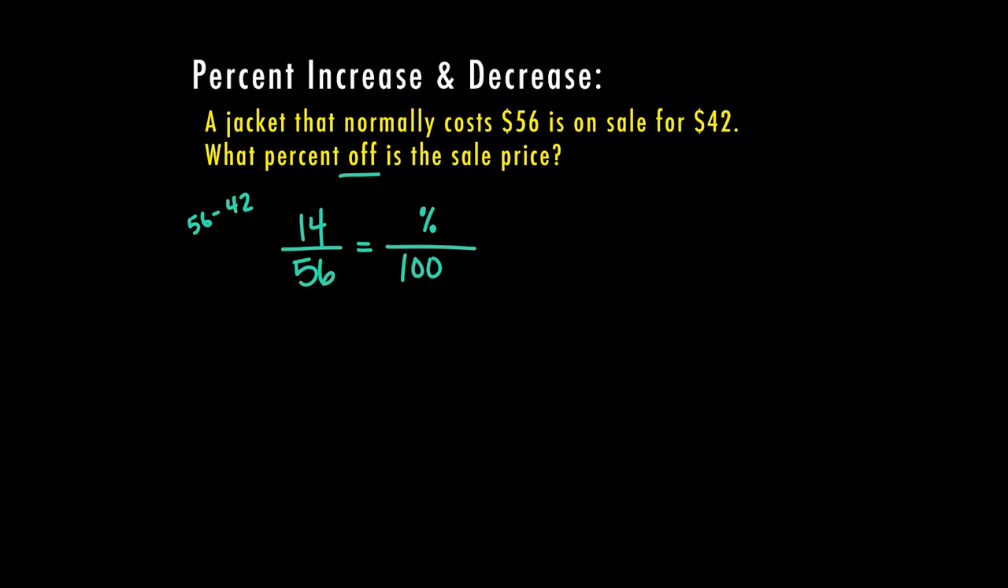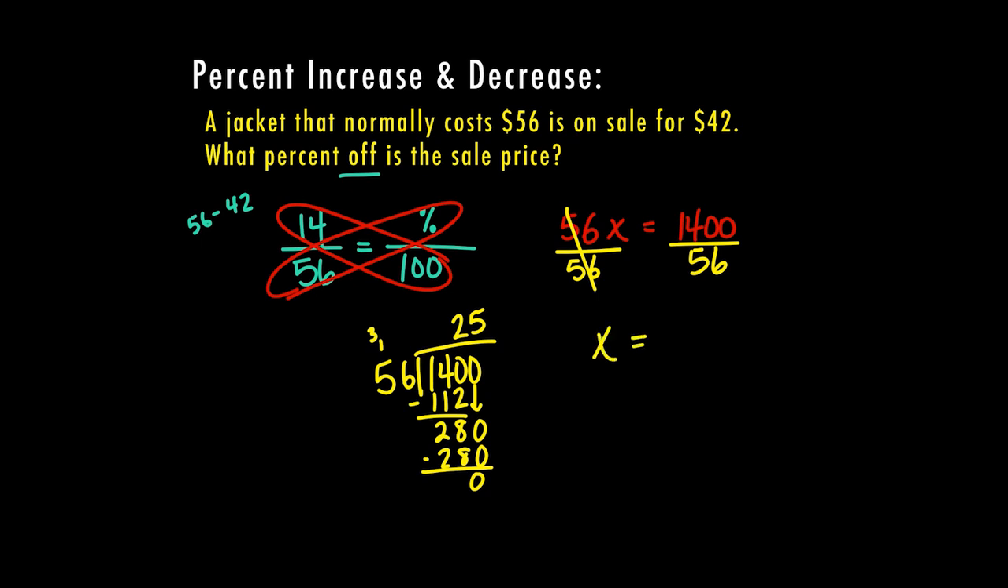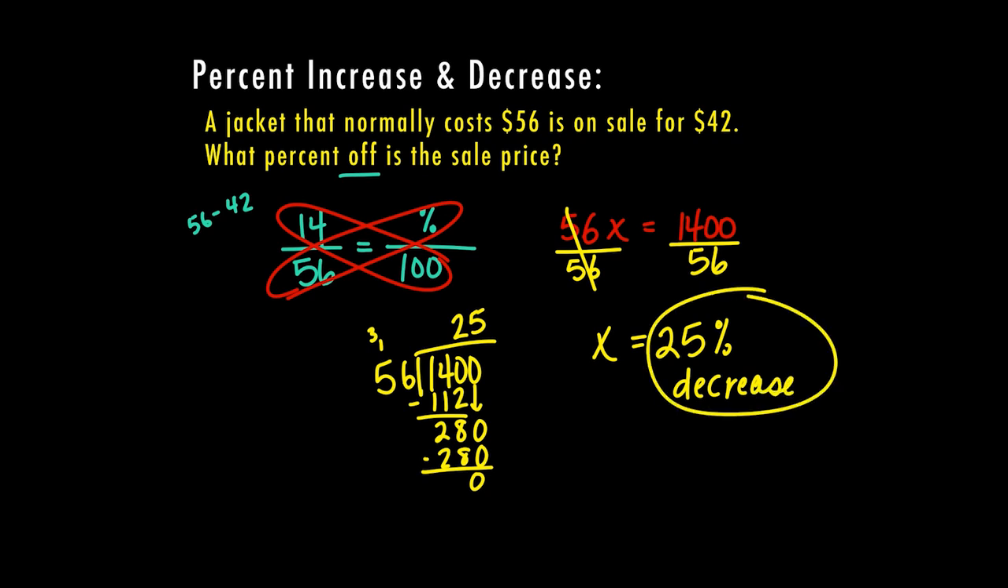So let's go ahead and solve for the percent. So for this one, I'm going to go ahead and use my cross products. So I'm going to multiply 56 times that percent, which is going to be 56x. And that's going to equal 14 times 100, which I know is 1400. So now I've got to do a little bit of division because my next step is to divide both sides by 56. That side cancels out, and now I need to solve 1400 divided by 56. And I can see here that 1400 divided by 56 is 25. So that means that this was a 25% decrease. So the jacket was 25% off.